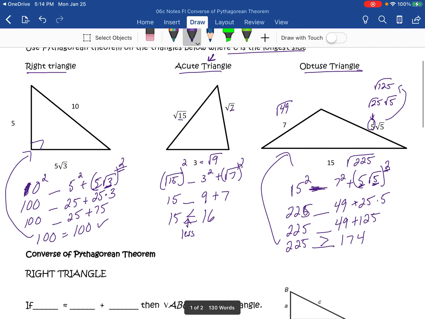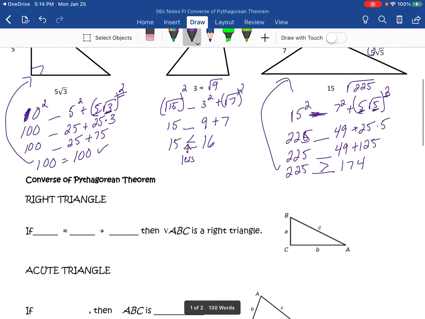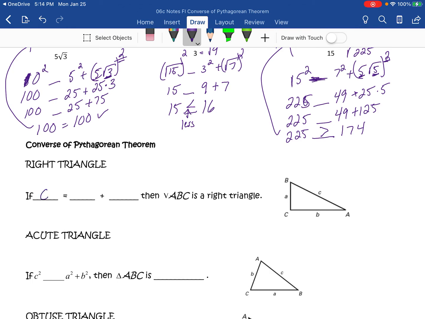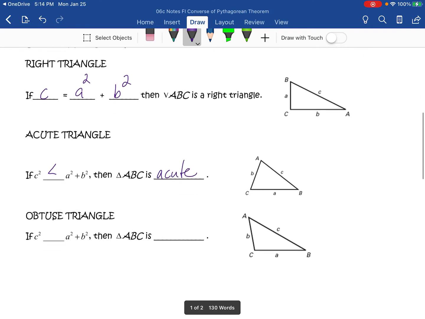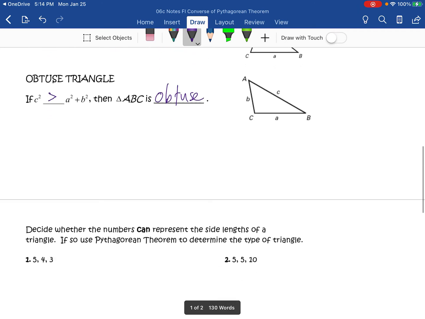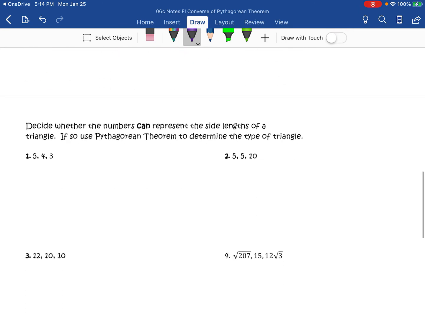You can use the Pythagorean theorem to determine what type of triangle it is. If it's a right triangle, then c squared is equal to a squared plus b squared. If c squared is less than a squared plus b squared, then ABC is acute. And if c squared is greater than a squared plus b squared, then ABC is obtuse.